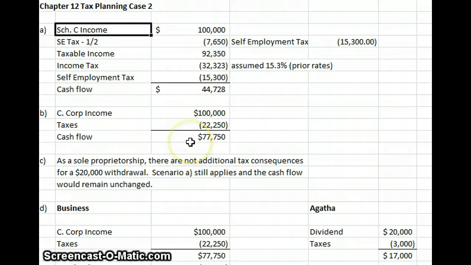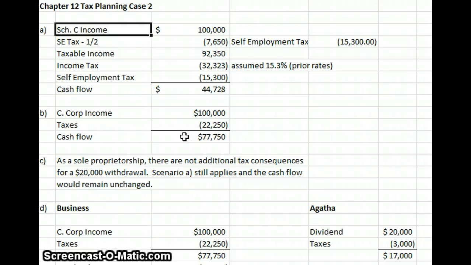Okay, we're going to look at Chapter 12, Tax Planning Case number 2 on page 365. Agatha is planning to start a new business venture and must decide whether to operate as a sole proprietorship or to incorporate. She projects that the business will generate annual cash flow and taxable income of $100,000. Agatha's personal marginal tax rate, given her sources of income, is 35%.